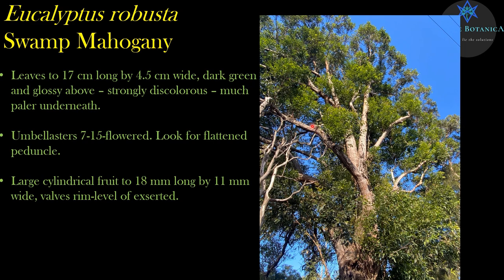And again, you don't have those repeating oblique leaf bases. Umbellasters, 7 to 15 flowered. Look for flattened peduncle. That's pretty conspicuous, though I might have said that about some of the other species, but at least look for it with this one. Largely cylindrical fruit. They can be to 18 millimetres long.